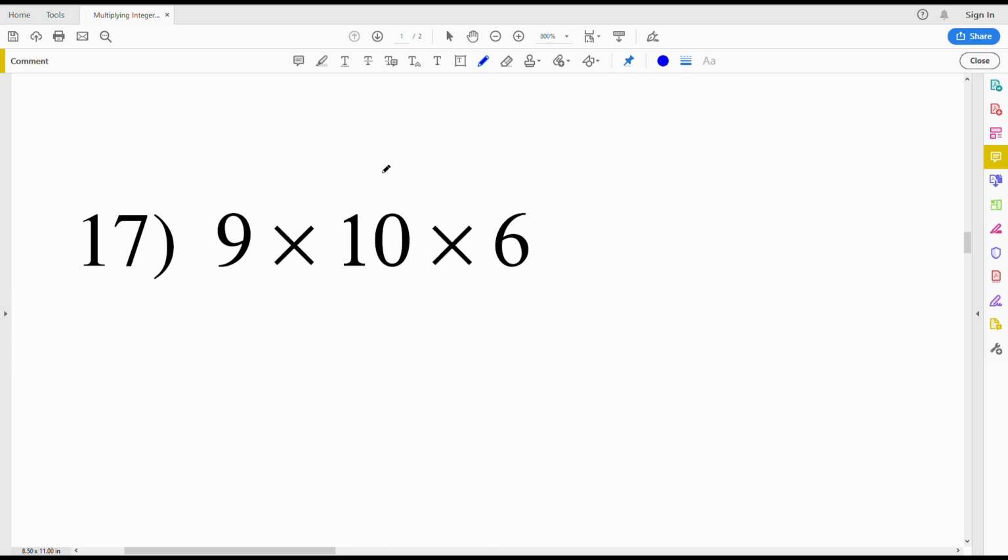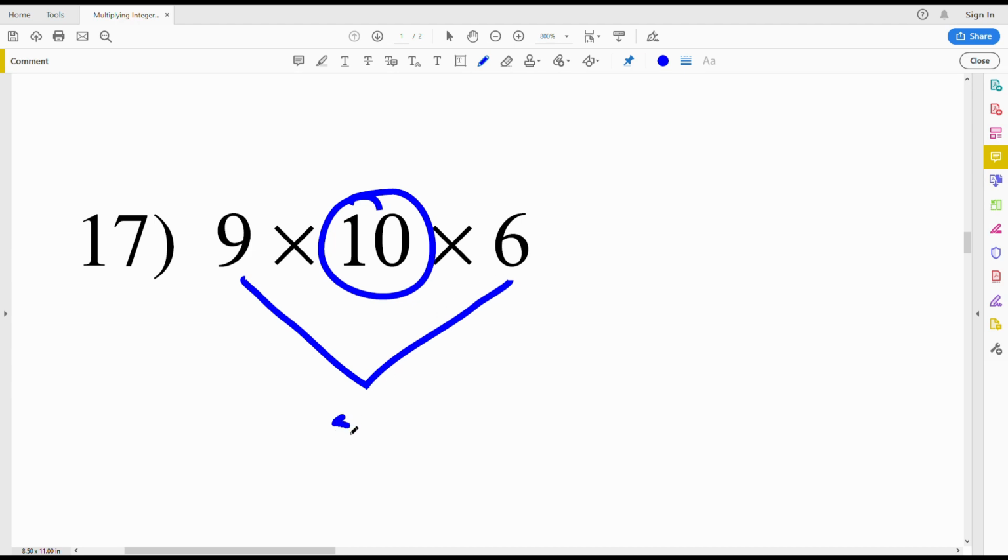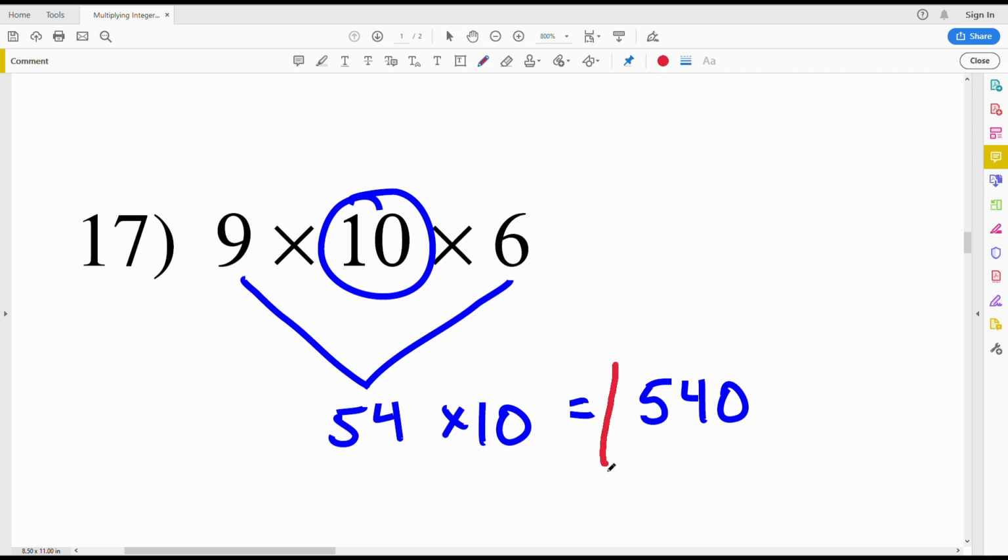And actually, in this case, I want to save multiplying by 10 for last because I know that multiplying by 10 makes my life so easy because all I have to do is put a 0 in the ones place and move the rest of my digits to the left. So I'm going to start by doing 9 times 6. And I know that 9 times 6, a positive times a positive results in a positive, and that's a positive 54. But I still need to multiply the rest of that by 10, and 54 times 10, positive times a positive, is a positive. So 540 is my solution in number 17.